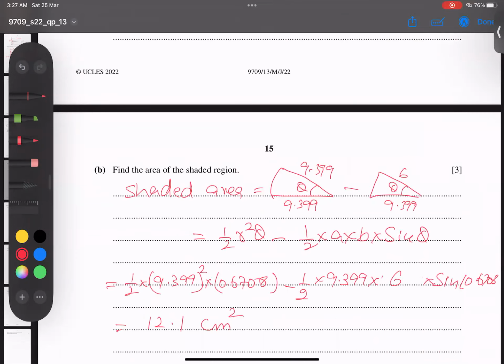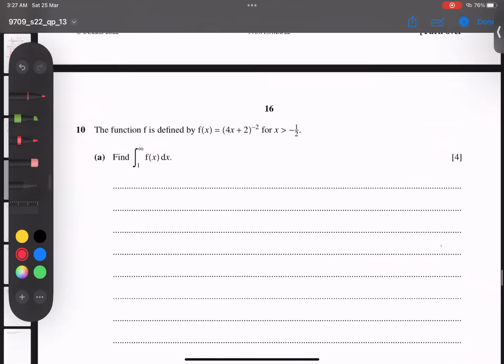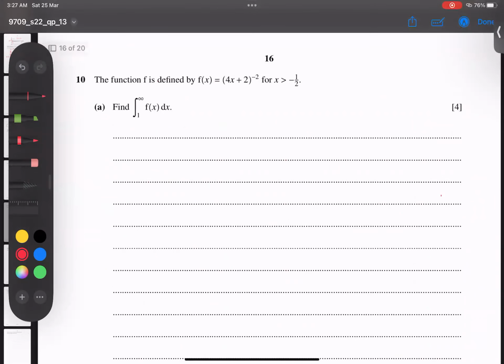The final answer is coming 12.1 centimeter square. So let's start the second last question of the paper, and that is number 10. This topic is also newly added in our syllabus 2 years back. So let's start this question now.